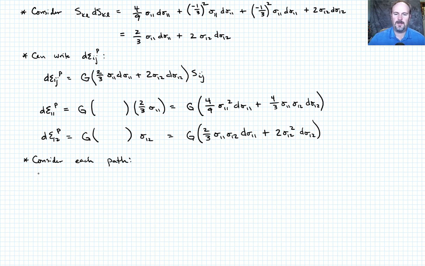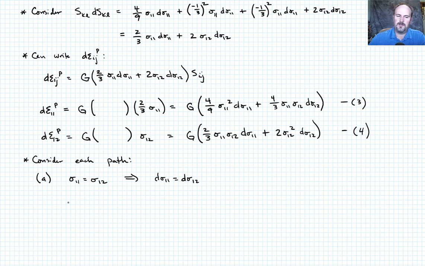Okay, so let's talk about first path A. For path A, we said that sigma 1,1 was equal to sigma 1,2, right? Which also implies that d sigma 1,1 is equal to d sigma 1,2. Okay? So let me label these. We can call this equation 3 and equation 4.